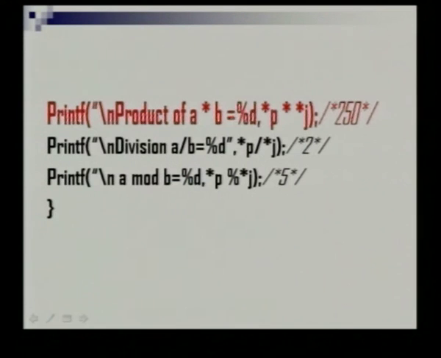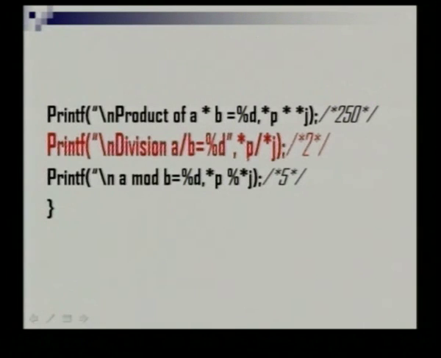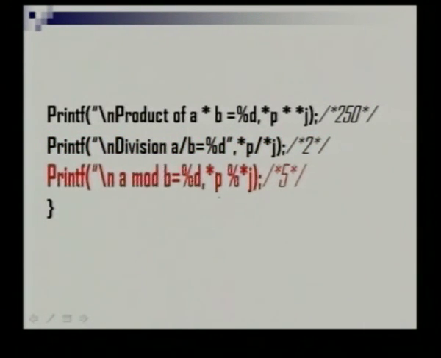Now here is where I have used that concept, multiplication of a and b. Here I am using both the pointer values, pointer p multiplied by pointer j, and next in division, pointer p divided by pointer j, and next to calculate the modulo, pointer p modulo pointer j. So these are the ways in which arithmetic operations, unary as well as binary, can be performed using pointers.